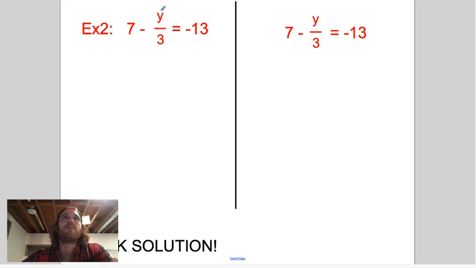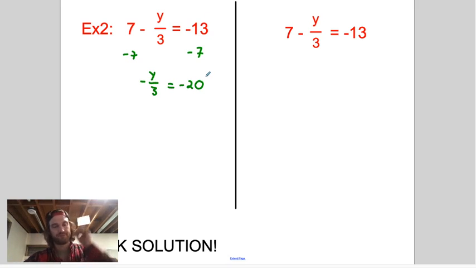7 minus y over 3 equals 13. We're going to do it twice. I'm going to do it the way that you would have probably done it in middle school first, which would be to take care of this 7. So I'm going to subtract 7 from both sides, and you'll get negative y over 3 is equal to negative 13 minus 7, which is negative 20.